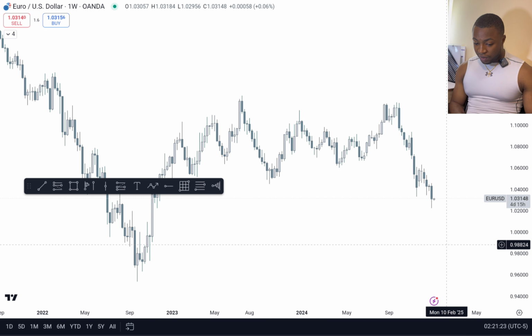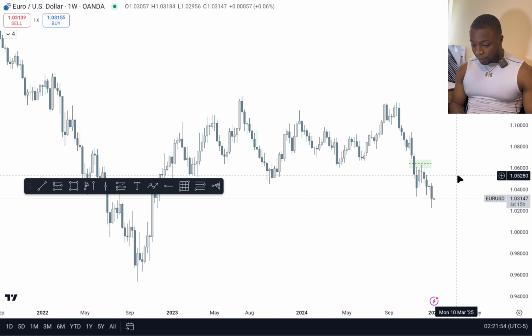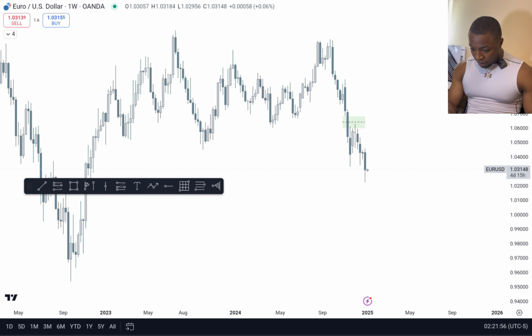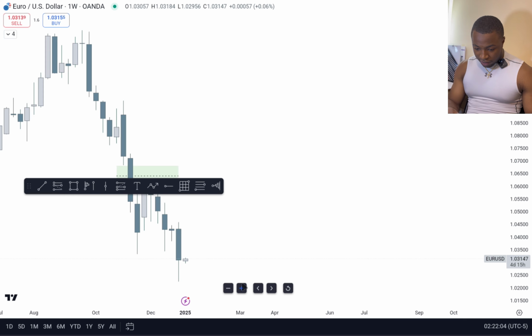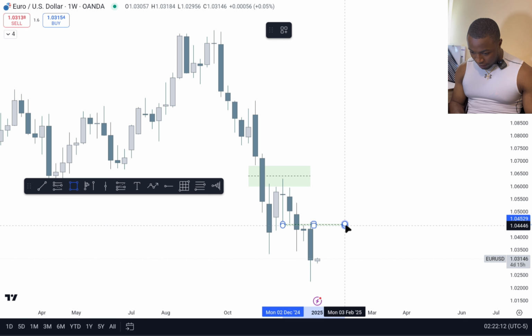We came out of this imbalance, okay, which is a fair value gap. We came out of this imbalance. We displaced to the downside. Now we form a new inefficiency here, which is right here, a small imbalance.